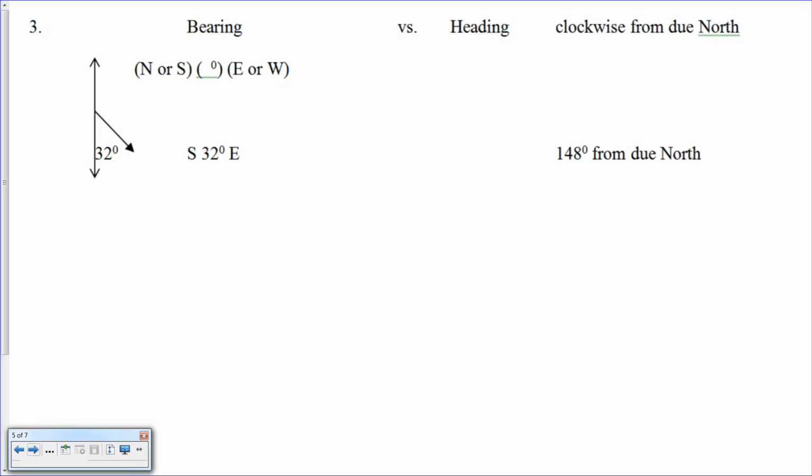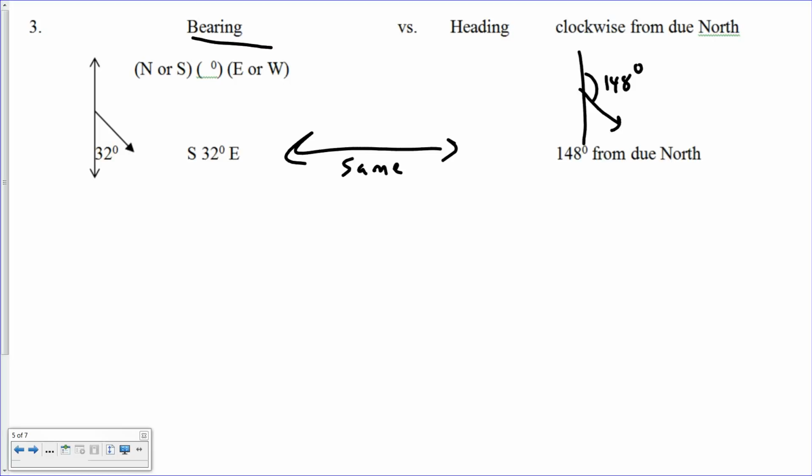And so the bearing, as we know, goes either out the north or the south end and is south 32 degrees east on that drawing. But when I go to heading, heading has to be off of the north line. So when I draw this, this is going to be 148 from due north, and 148 degrees from due north is the same thing as my bearing of south 32 degrees east. They're the exact same angle, the same direction, except we can label them differently.